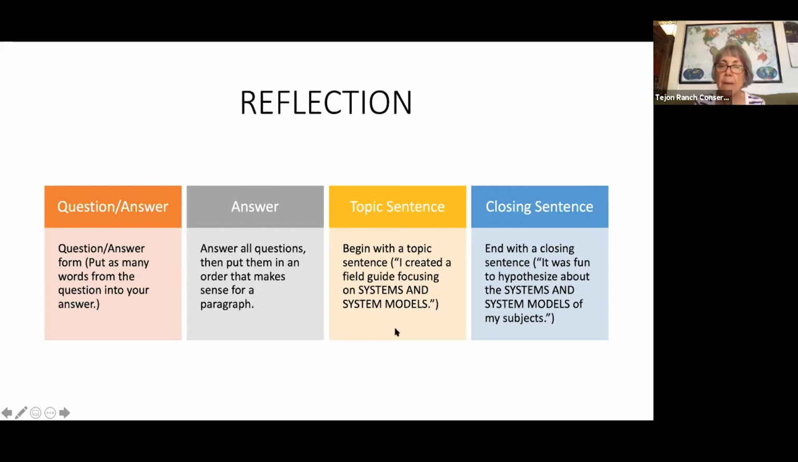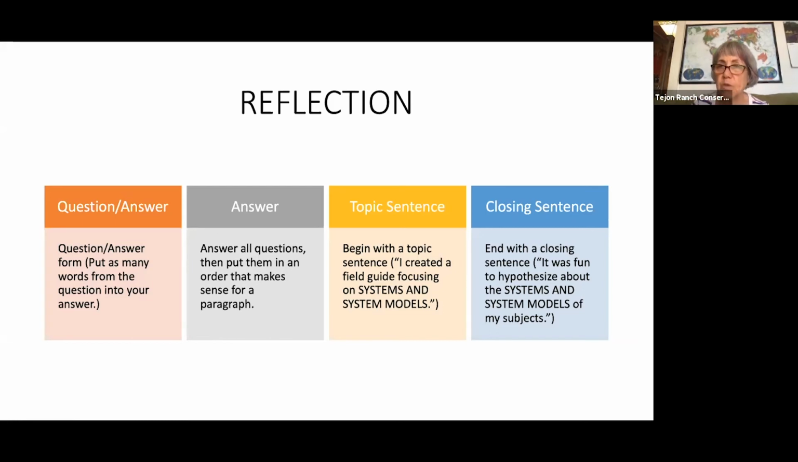Always begin with a topic sentence, something that's very general so that the reader will know what your purpose was. And in this case, it would be something like, I created a field guide focusing on systems and system models. So we know what part of the NGSS, the Next Generation Science Standards, you're actually studying as you're doing this journal entry.